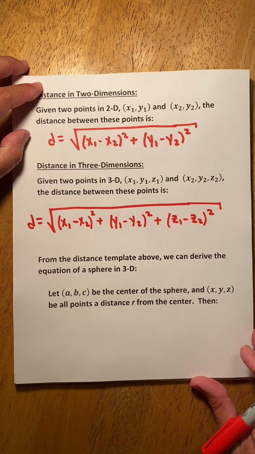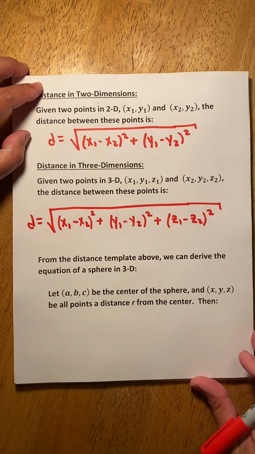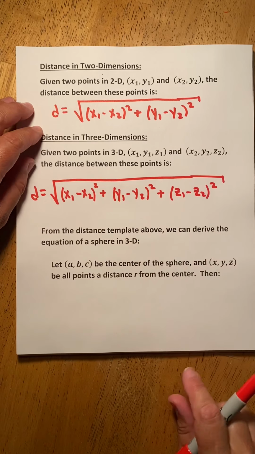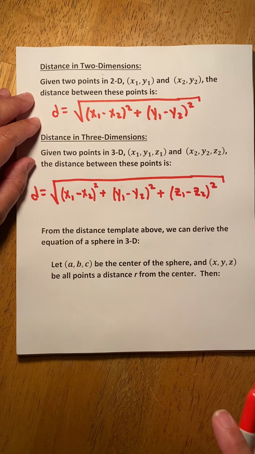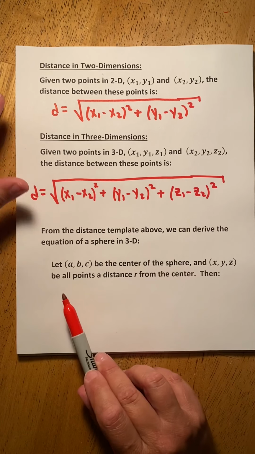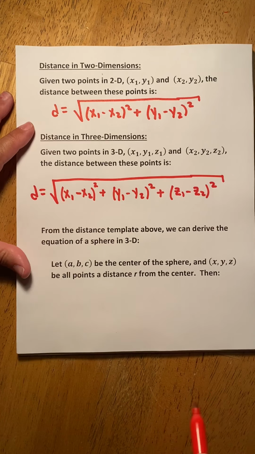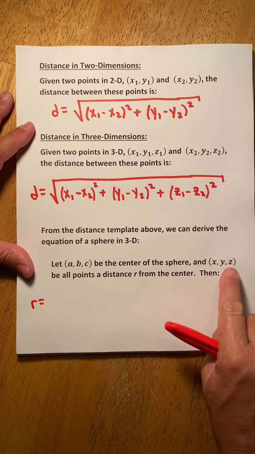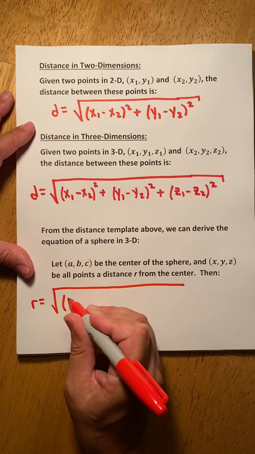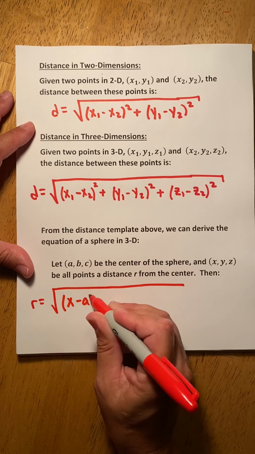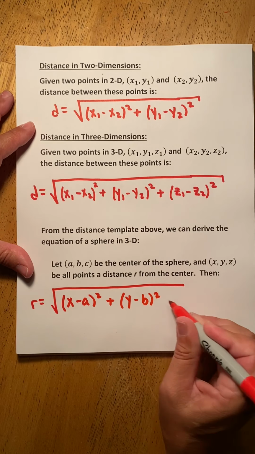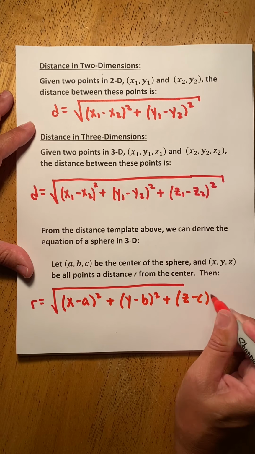Now in 2 dimensions, when we graph things, we get curves. In 3 dimensions, we get surfaces. If we look at the surface of a ball or a sphere, we can use this distance formula to derive the equation of the sphere. So let A, B, C be the center of a sphere, and X, Y, Z be any point an equal distance R from the center. Well, then R is equal to the distance between all these points X, Y, Z and that fixed point A, B, C. So it's the difference in the x coordinates, x minus a squared plus y minus b squared plus z minus c squared.